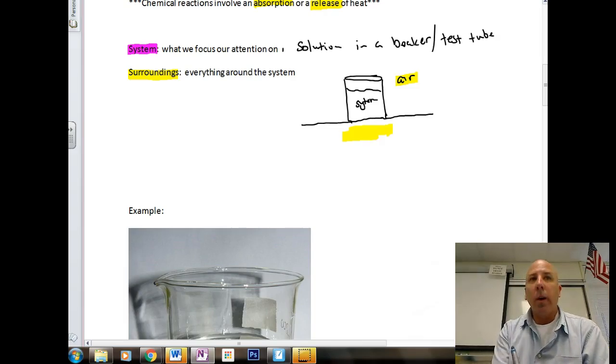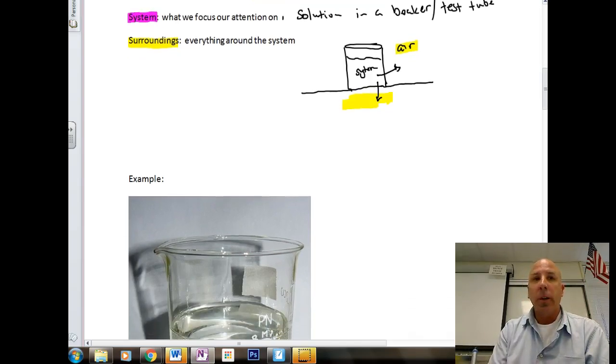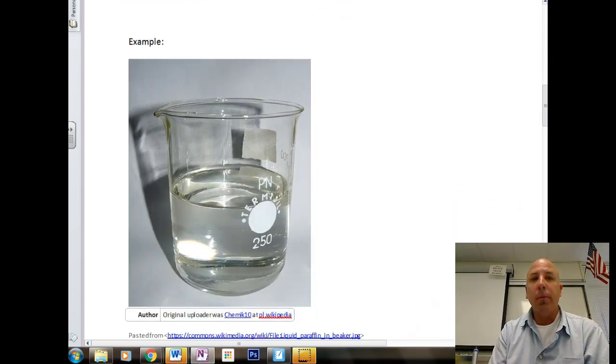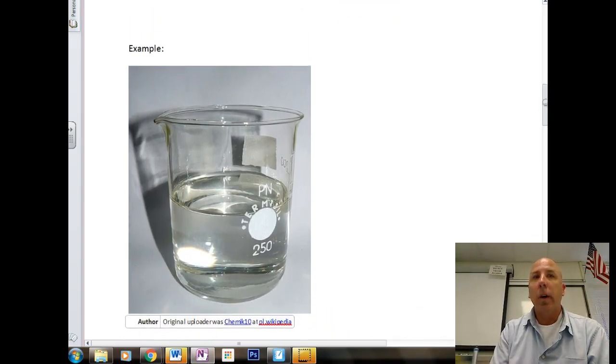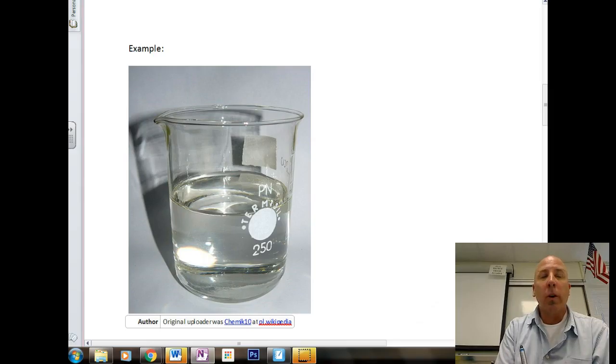So what's going on here is we're going to have a transfer of energy, and the energy or the heat can transfer either out towards the air and heat up the air, or heat up the bench, and we see that sometimes, or it can transfer in, and that's what we're going to define now. So here's our very first example, and what we're going to talk about here is what are called exothermic chemical reactions.